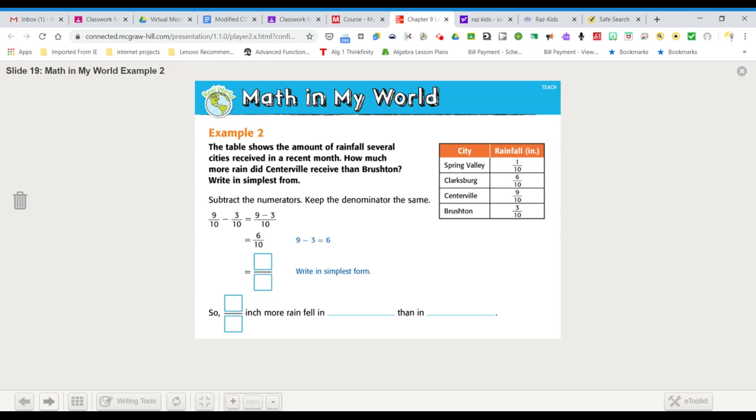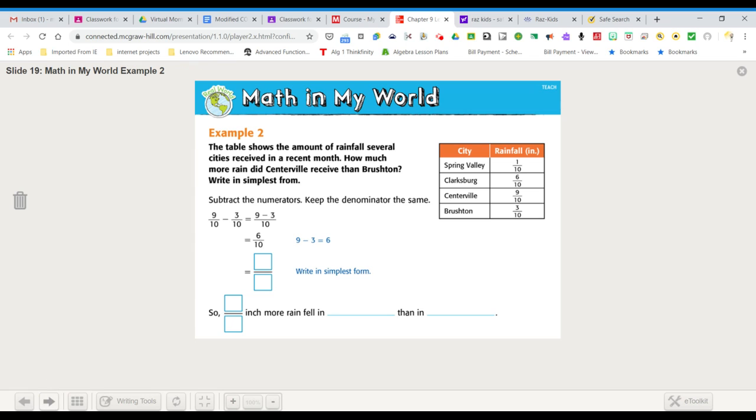Example 2. The table shows the amount of rainfall several cities received in a recent month. How much more rain did Centerville receive than Brushton? Write in simplest form. Subtract the numerators, keep the denominator the same as the instructions. So they show you 9 minus 3. 9 minus 3 is 6. 6/10. Write that in simplest form.